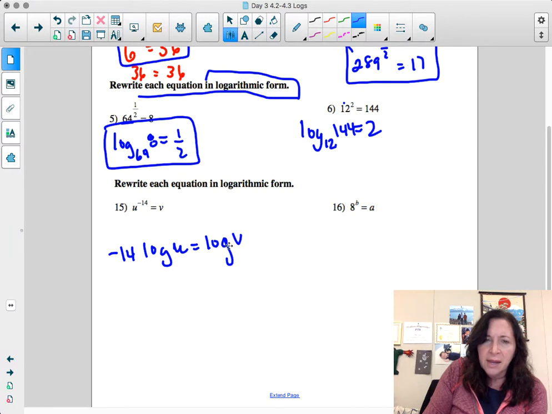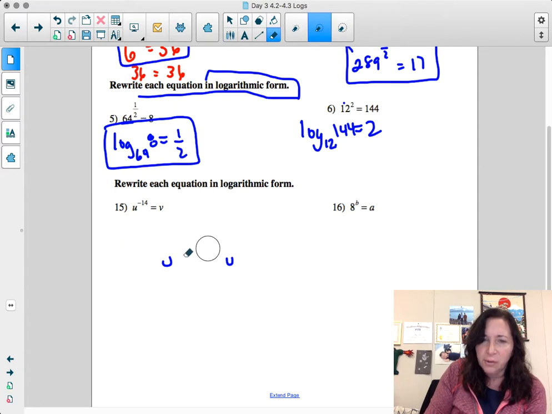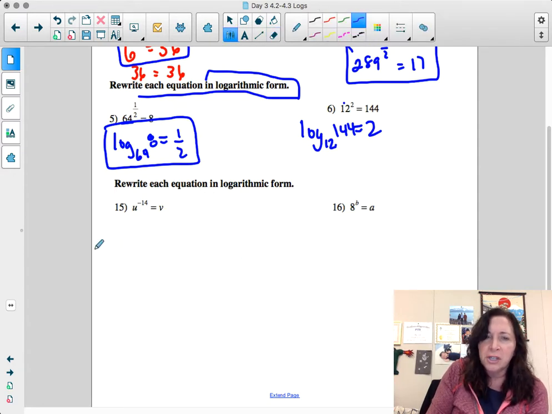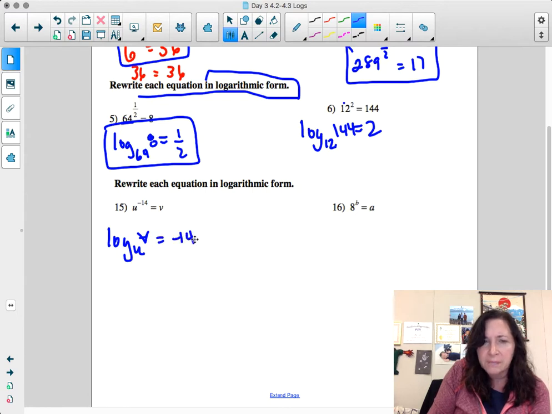And then in that case, what am I solving for? They're not asking me to solve for anything, because I have 2 variables and that's not going to work. All they want you to do is rewrite it. So you're going to say log base u is my base, my argument is my answer, so this would be v is equal to negative 14.